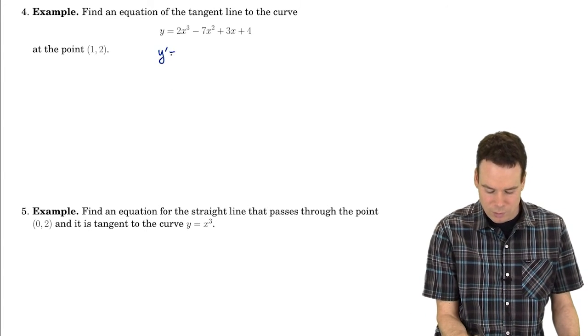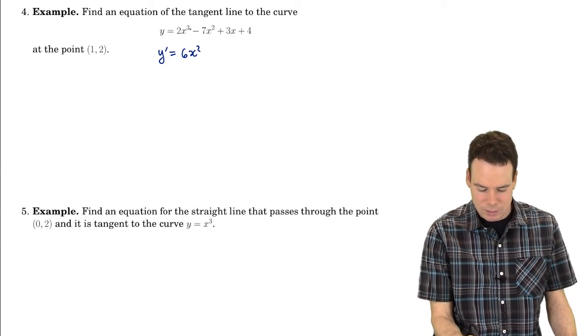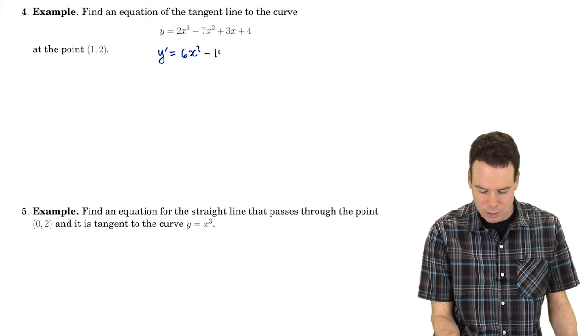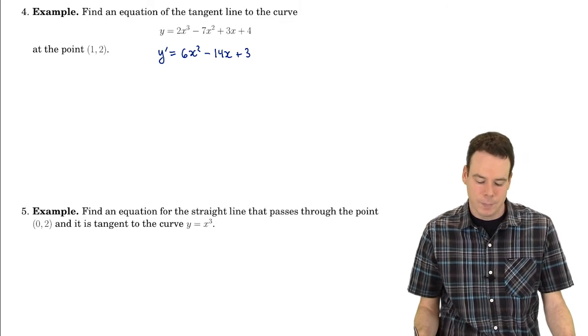I'm going to compute the derivative. Now it's a polynomial, so it means that we can use that method of derivative of power x cubed. That becomes a 6x squared. So the 3 multiplied to the 2 gives us a 6, and the new exponent is a 2. And this is minus 14x plus 3, and the derivative of 4 is 0.